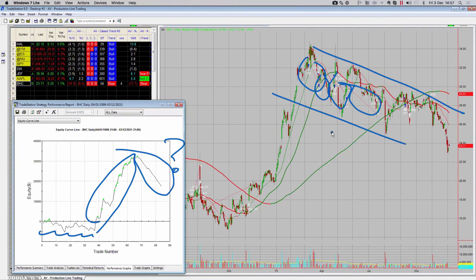Now here's the caveat. Am I going to blindly take every trade that sets up on BHC? No, for the reasons I've just mentioned. It looks a little bit rough around the edges. It's positive, but it's losing money hand over fist in the last 20 trades.